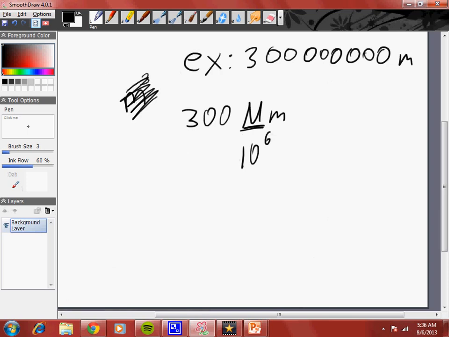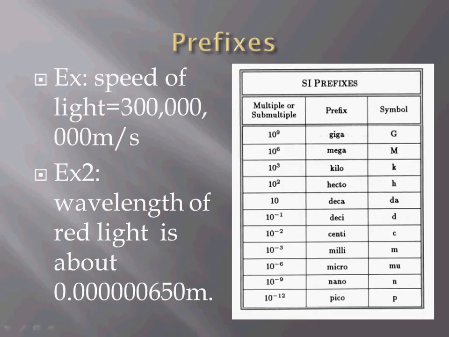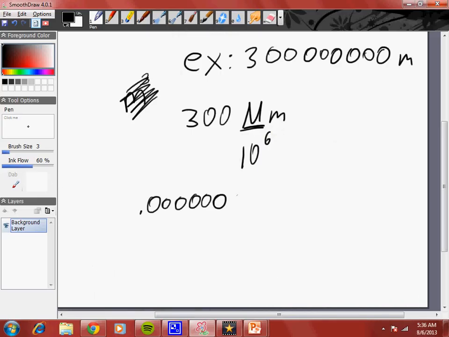So the big M implied meters. And then when we had the wavelength for red light, it was 0.000000650, I think there were 6 zeros behind the decimal. 1, 2, 3, yeah. 650, and then there was a 0 here. Meters. That's how long the wave of red light is. The wavelength.